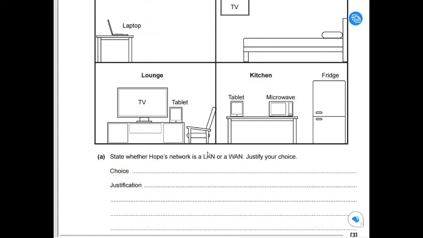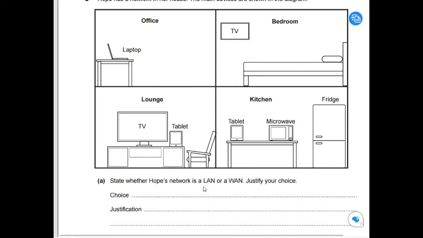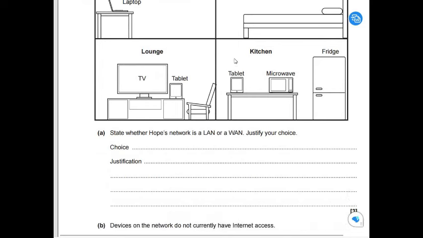So state whether Hope's network is a LAN or a WAN. Well, it's going to be a LAN. And the reason why it's going to be a LAN, because a LAN network is in a small geographical area. So someone's house is a small geographical area. And in that small geographical area, that homeowner, like Hope, is going to own all of the hardware. And she's not going to need any of the outside hardware. Okay?